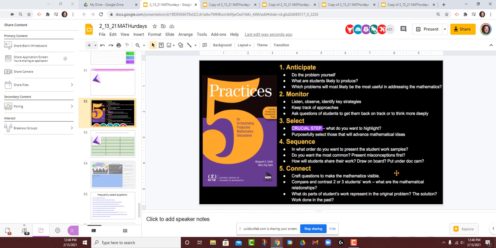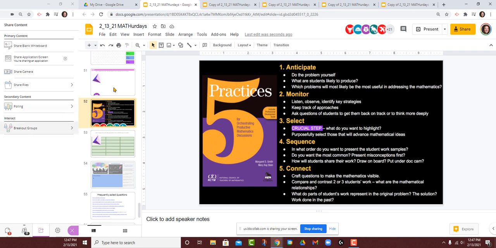I've already anticipated, and thank goodness, Enriched Math already had a lot of ways to anticipate, so a little less work on my end. I monitored and saw the different representations that you did. I talked with you all and questioned you all in your thinking. I selected 4 different things that we're going to talk about today and sequenced them in a purposeful order. And now I'm going to try my best to connect them.